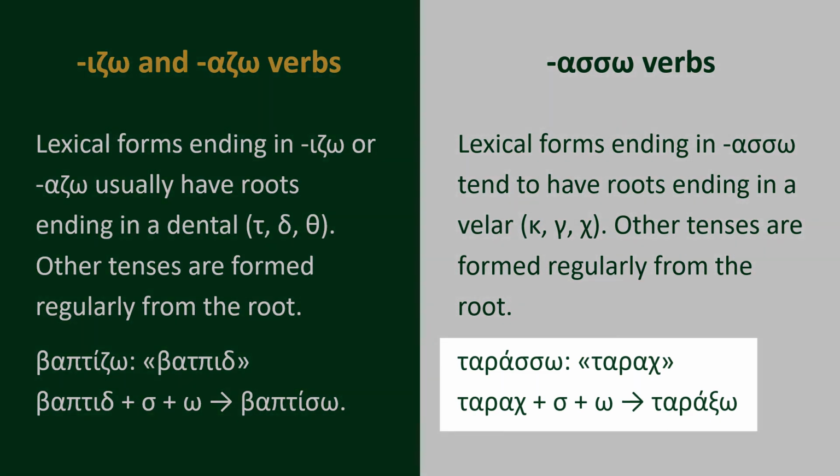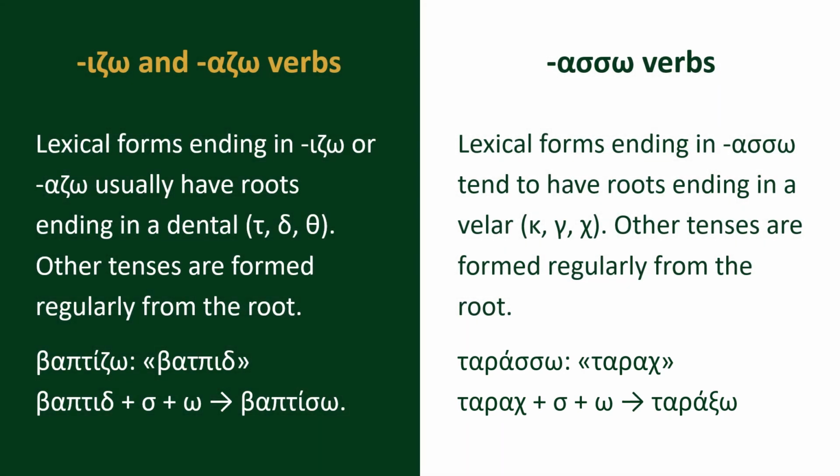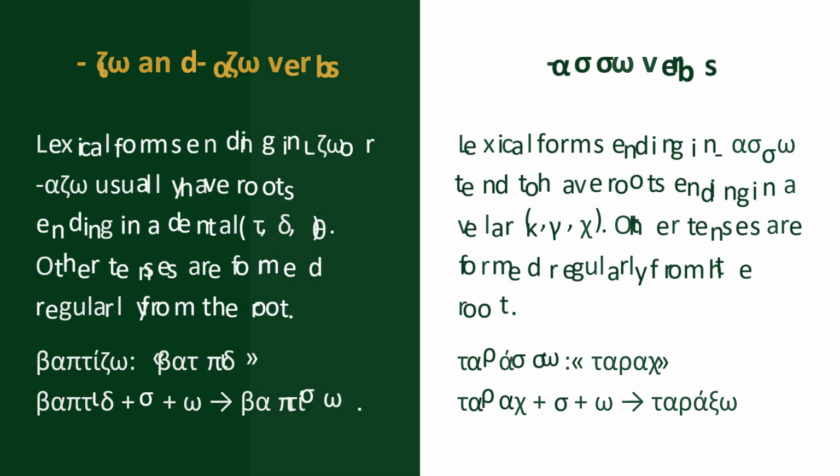One example is the verb tarasso. Its root is actually tarach. If we take the root tarach, we can see that the future taraxo is formed regularly by adding the tense formative sigma and the personal endings. Remember then, verbal stems ending in izo or azo have roots that end in a dental, and verbal stems ending in asso have roots that end in a velar.